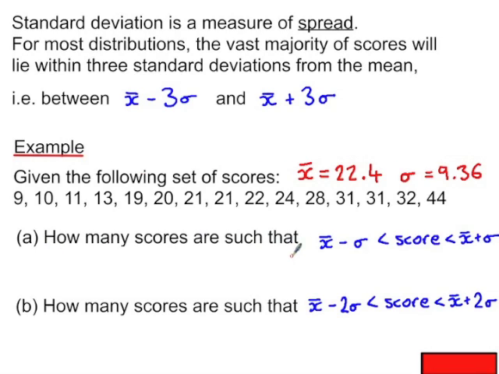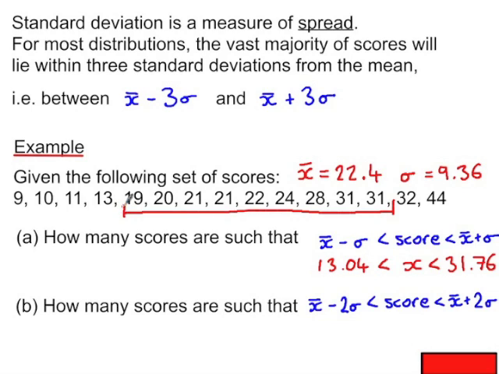Now, part A is asking how many scores are such that they lie within 1 standard deviation of the mean. So we've got the mean subtract the standard deviation and the mean plus the standard deviation. How many of the scores lie within 1 standard deviation of the mean? And it's these scores from 19 to 31. 13 is outside of this range and 32 is outside of this range. So 9 scores lie within 1 standard deviation of the mean.